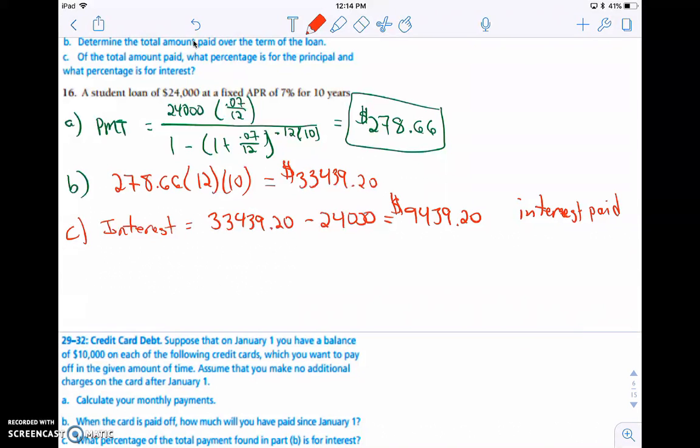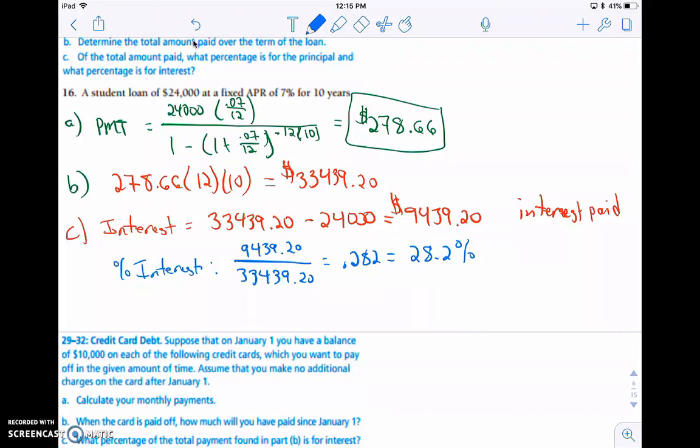So then if we want to see what percentage is for principal and what percentage is for interest, let's see what percent was paid in interest. What we're going to do is take that $9,439.20 and divide it by the total amount that we paid, and we get approximately 0.282, or 28.2%. So 28.2% of the money you paid went towards interest.